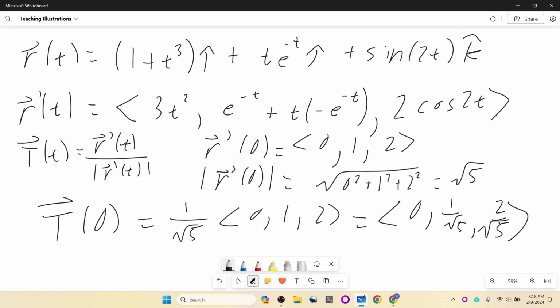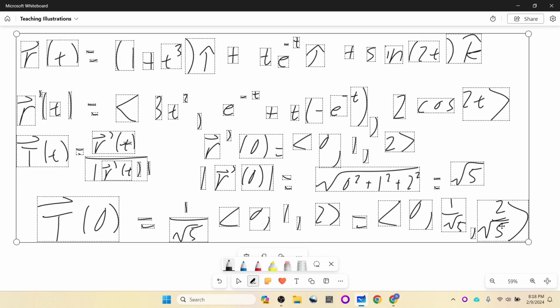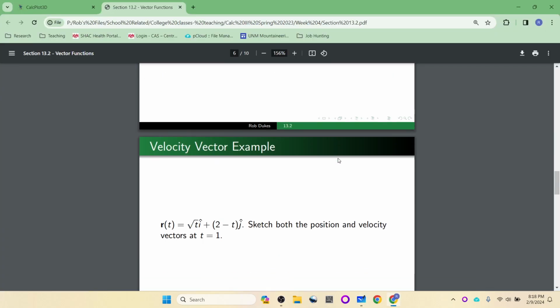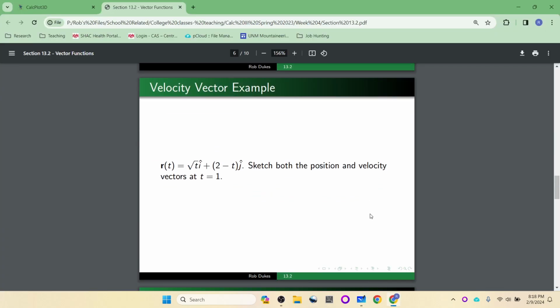All right, let's go on to the next problem. Velocity vector. It says, sketch both position and velocity vectors at t equals 1. r equals root t i plus 2 minus t j.